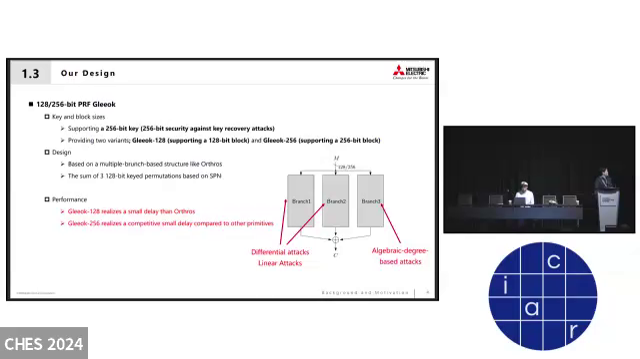The design of GRIOC is based on a multiple-branch structure like Orthros. But the difference from Orthros is that GRIOC is based on the sum of 3 keyed permutations, whereas Orthros is based on 2 keyed permutations. For performance, GRIOC 128 realizes a smaller delay than Orthros, and GRIOC 256 realizes a competitive small delay compared to other low latency primitives, even though it supports 256-bit keys.